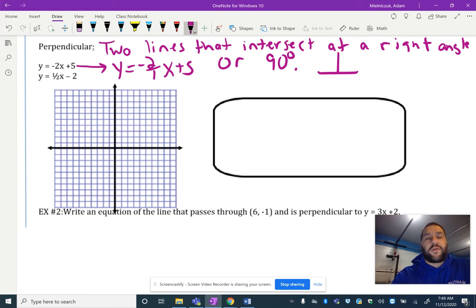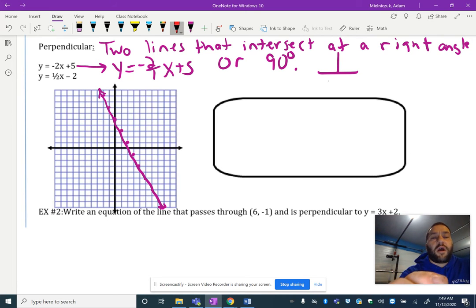So let's graph the first one. We're going to go up 5. Then negative 2 is down 2 to the right 1, down 2 to the right 1. Okay, all the way down. All right, and then we connect them.